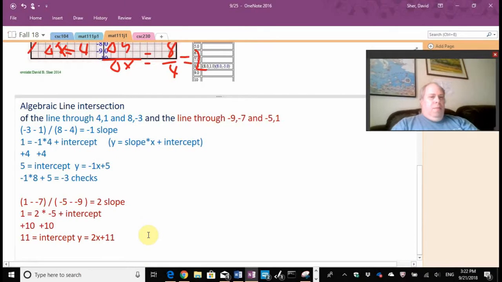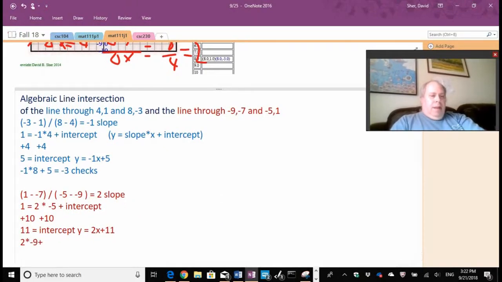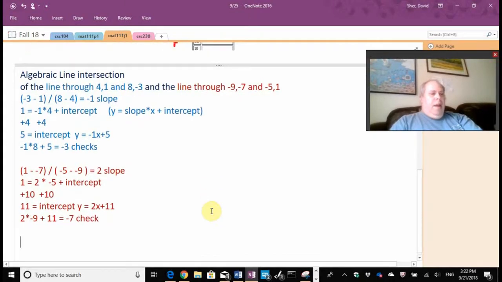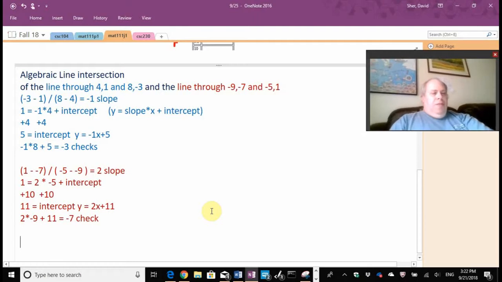Another check will be use negative 5, 1. Let's plug in negative 9. So I'm going to take 2 times negative 9 plus 11, and the computer is going to tell me it's negative 7. So that's a check. Okay, I'm not done yet. I'm not even close to done, really, because now I have 2 formulas.